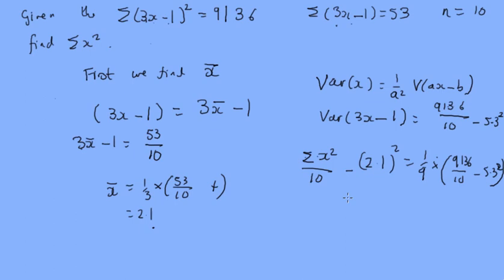So rearranging that, we get 98.39 here, and we have the sum of x squared over 10 minus 4.41. Rearranging that gives us the sum of x squared is equal to 1028. So I hope that helps.